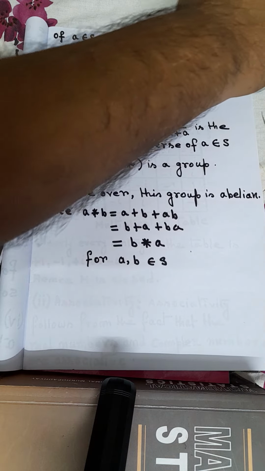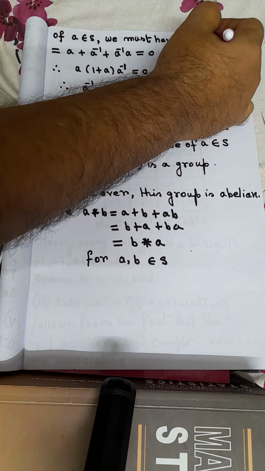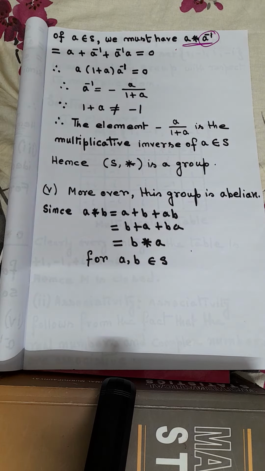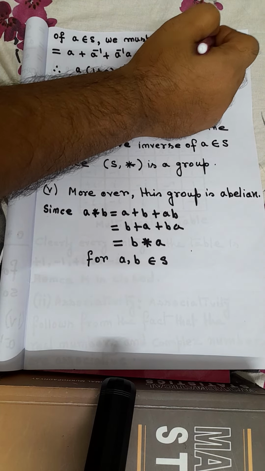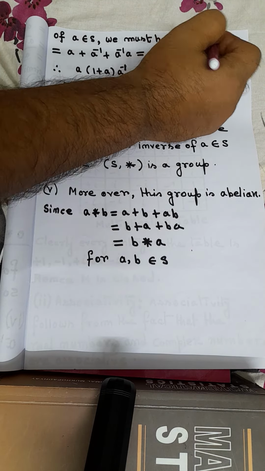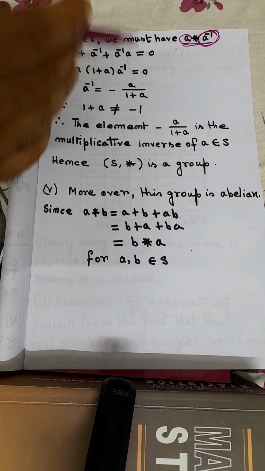Let a dash be a inverse. Just go through my previous video on group theory. I explained in detail what an inverse is. So this is a. If a be the element, then its inverse will be a to the power minus 1, right? Now we know the definition of the binary operation that is given here, that a binary operation b is equal to a plus b plus ab.